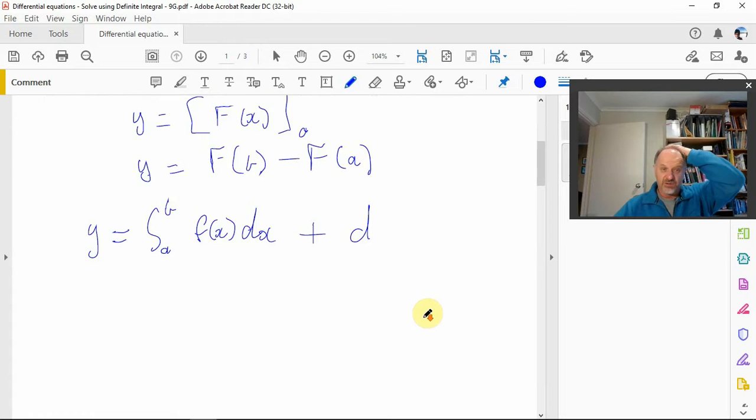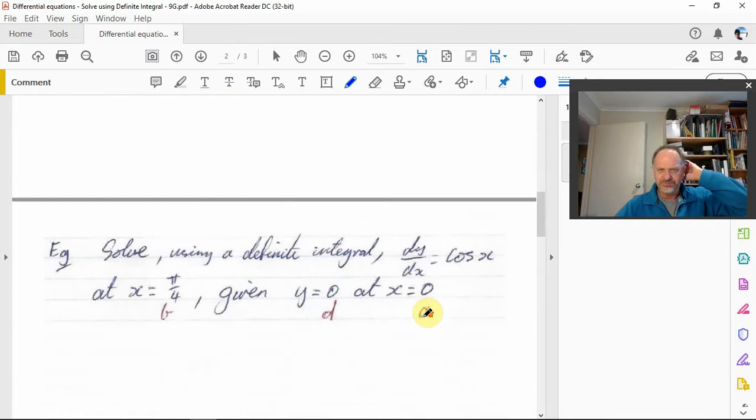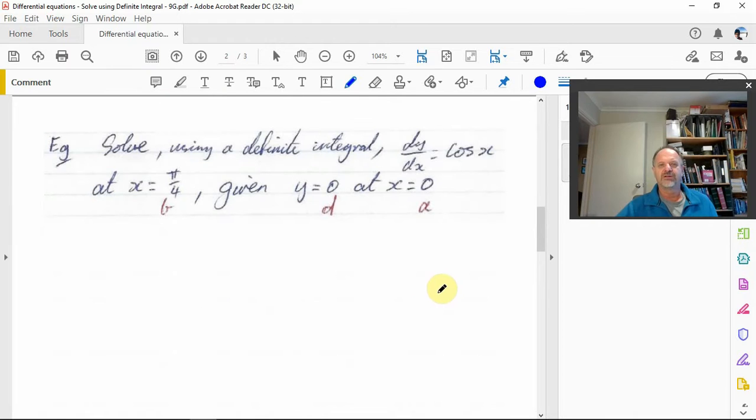All right, so let's have a look at an example. Here we've got: solve that using a definite integral, dy/dx equals cos x at x equals pi on 4. All right, so that's our new x value, the one that I've already labelled as b. And here's where we originally started. We started at x equals 0 and y was 0 at the same time. So a is 0 and d is, in this case, also 0.